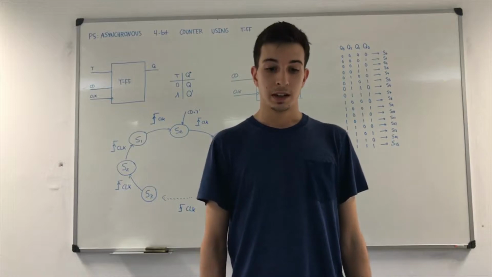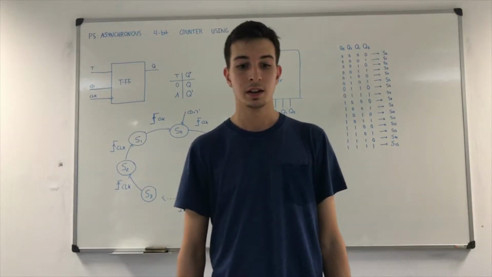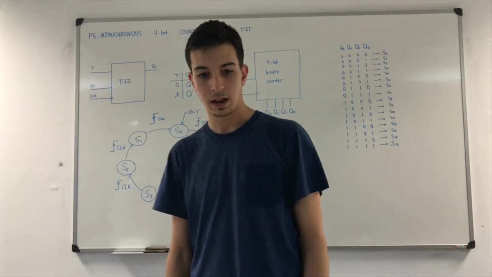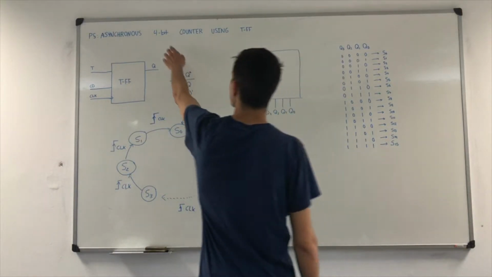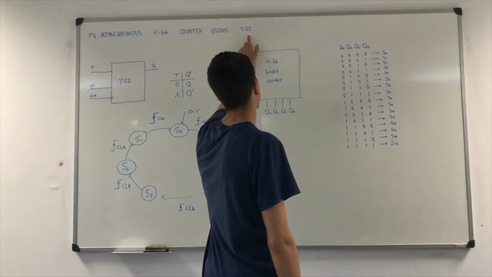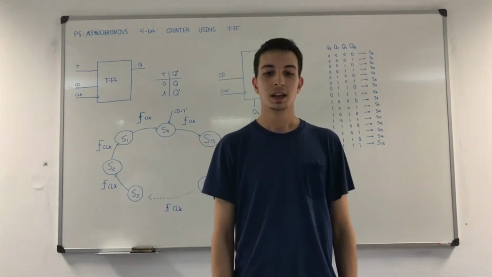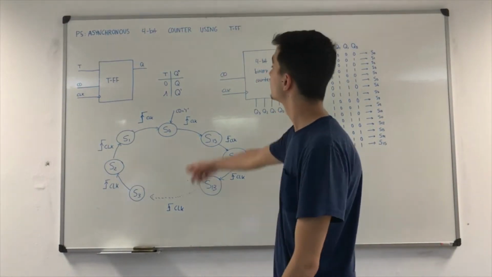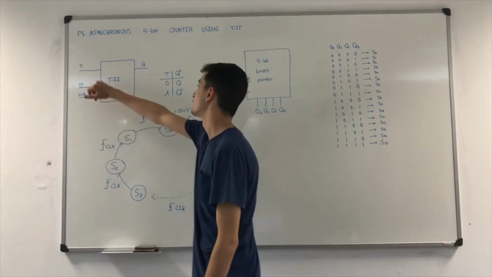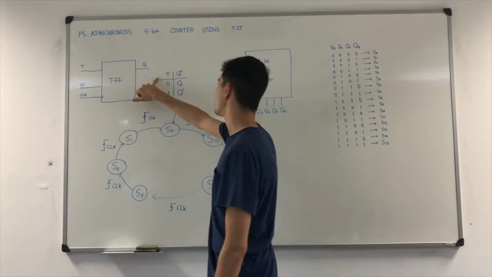We've decided to explain practice number 5, analyzing an asynchronous 4-bit counter using toggle flip-flops. The symbol of one toggle flip-flop is this one. As we can see, we have 3 inputs and 1 output.